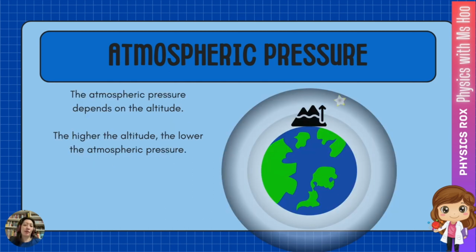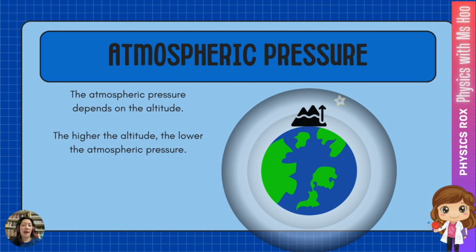Other things you need to know about the atmospheric pressure. Atmospheric pressure depends on the altitude. The higher the altitude, the lower the atmospheric pressure. This should make sense because the higher we go in terms of altitude, the less air there is pressing down on that point, because there's less layers of atmosphere acting at that point.